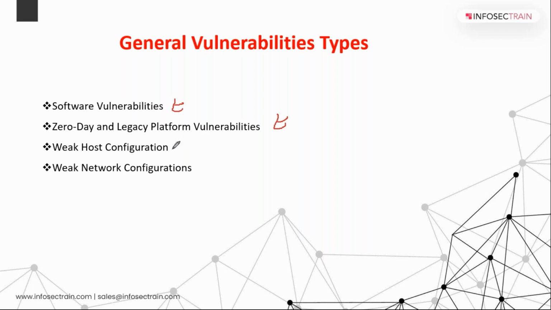Okay. Next, what we have is your weak host configuration. Everyone is using a router at their home. Now that particular router comes with a default ID and password. If you are not changing that default setting, that is your weak host configuration. By default, each and every router comes with an ID and password of admin. Anyone can log inside that particular router.